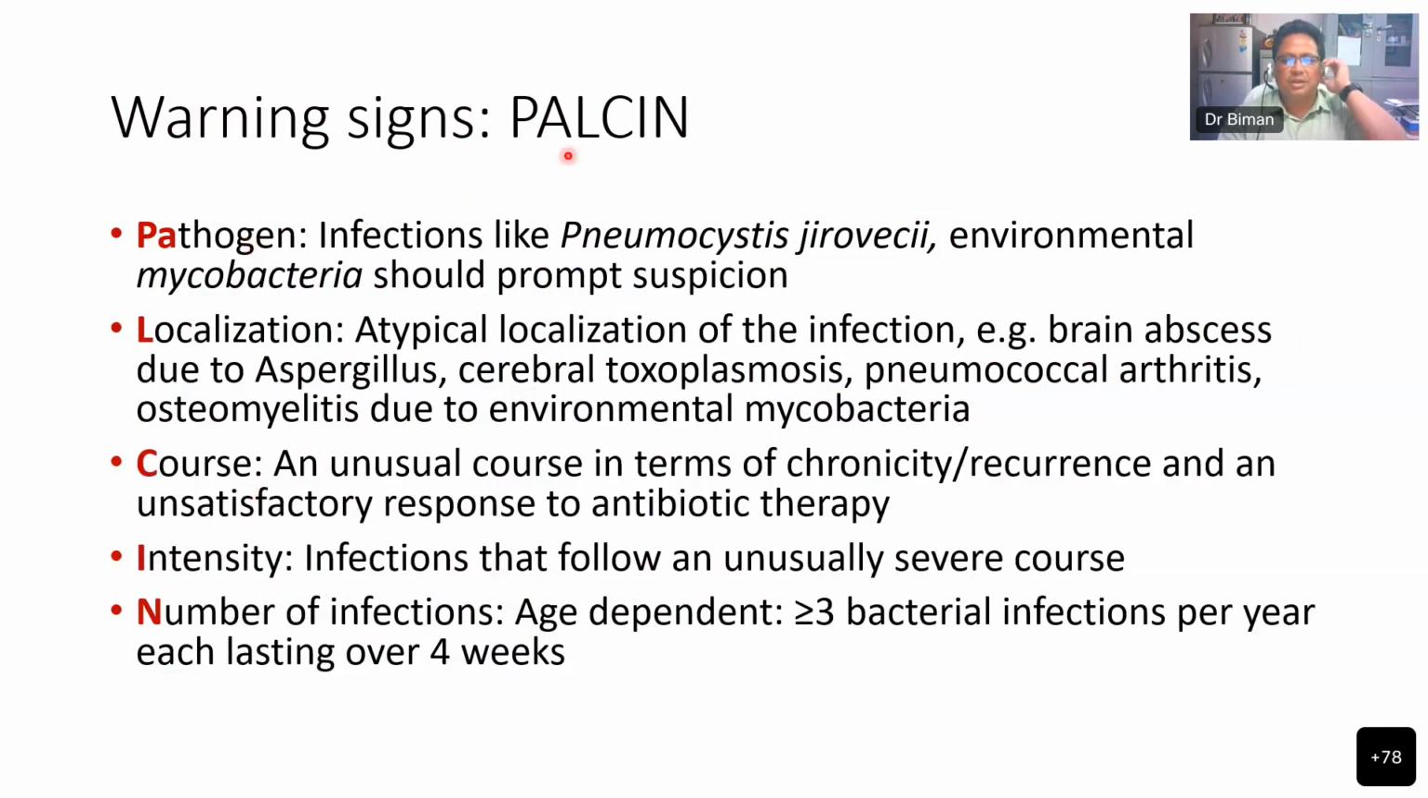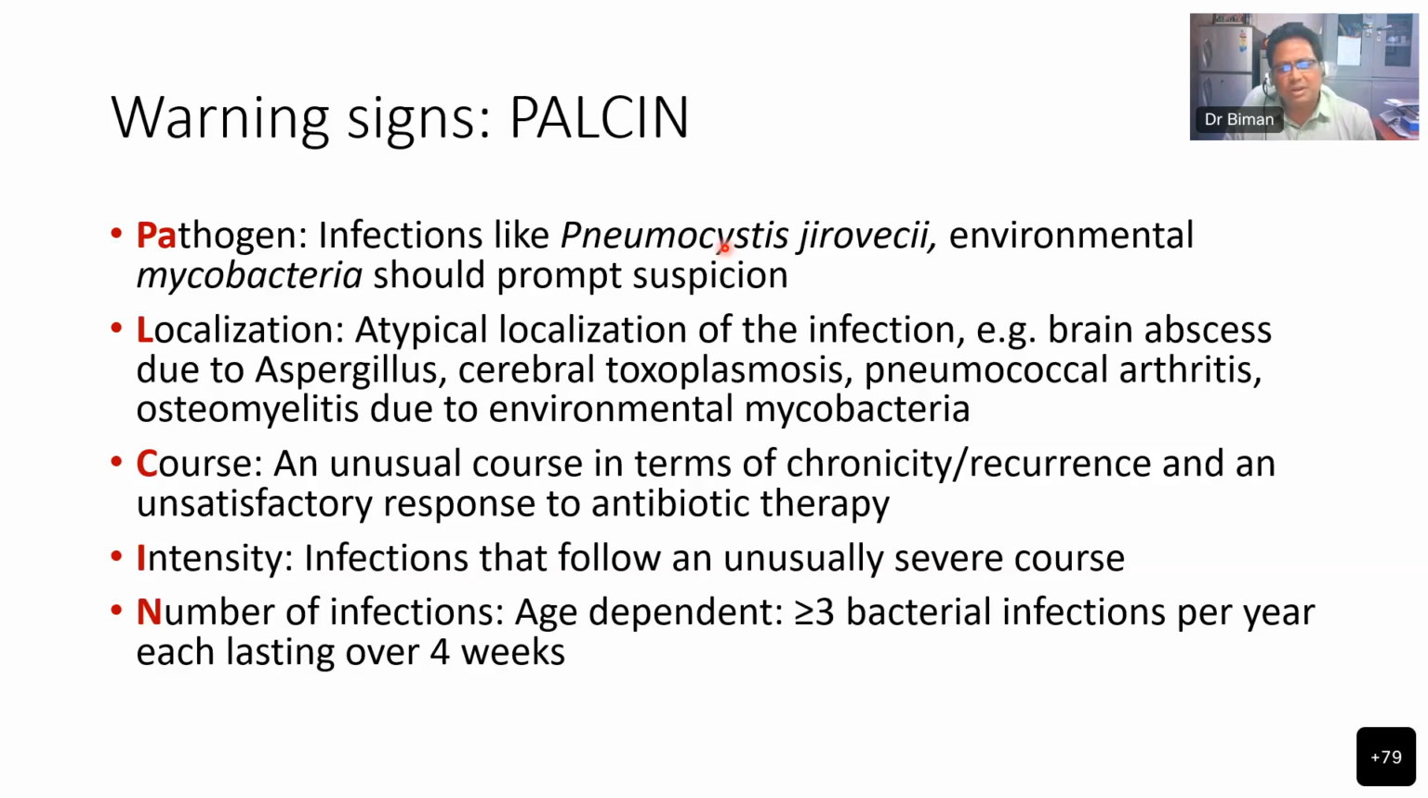P is for pathogen. Whenever you encounter a pathogen which is unusual, like Pneumocystis jirovecii pneumonia, if the patient is HIV negative and you don't see any obvious causes of immunosuppression, you obviously think of something that is wrong with the immune system, or environmental mycobacteria. These rare pathogens should make you suspect.